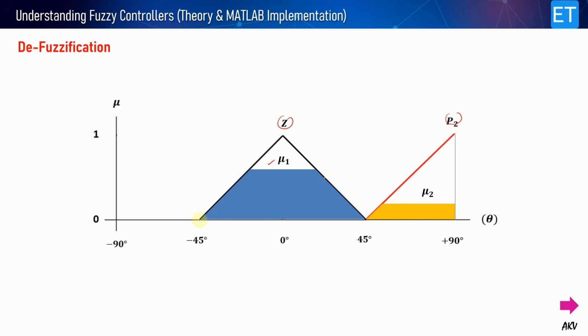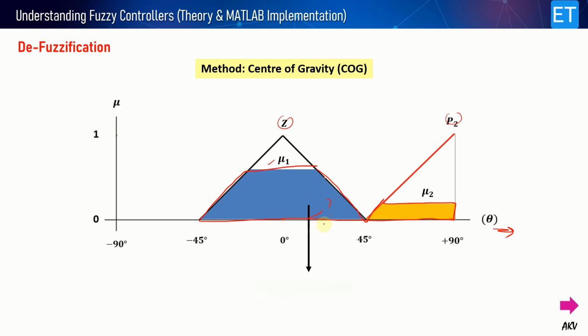Just consider this as a single combined area, and now you have to do the de-fuzzification to get a single crisp output. These are the fuzzy values and we have to get the output using the de-fuzzification. Here I'm applying the center of gravity. With the help of the center of gravity I find this as COG. On the x-axis, I mean on the angle axis, let's see how much angle this is. This is plus 12.0298.